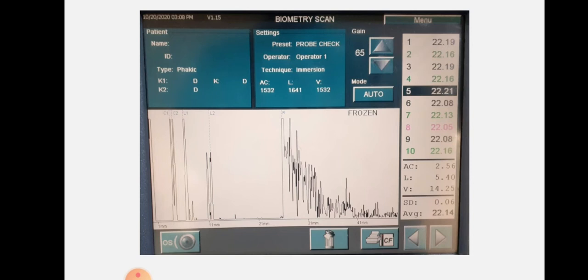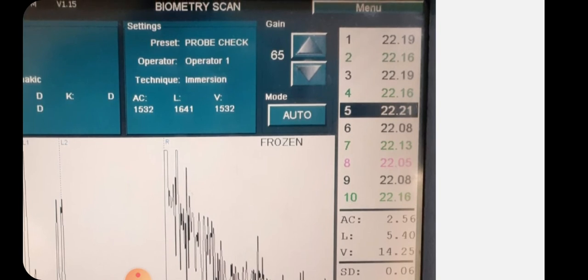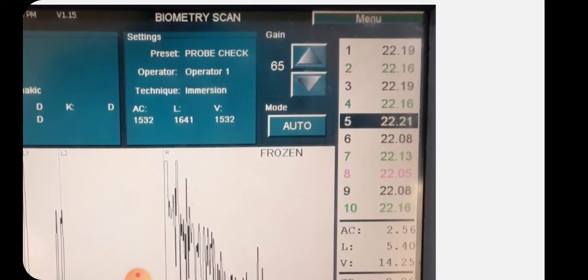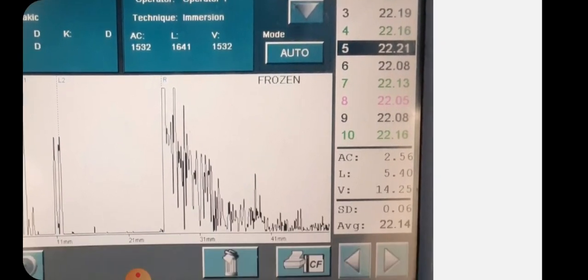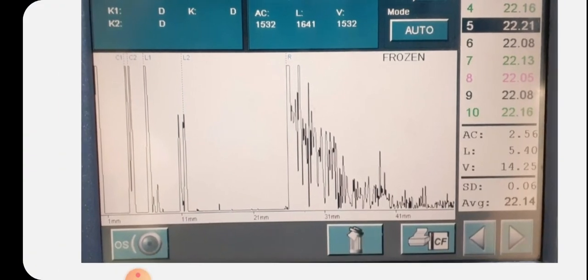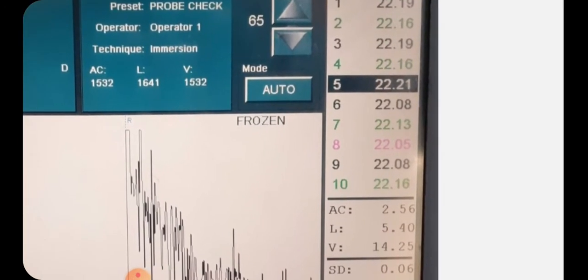And after using the immersion method, this reading will come, as you can see on the right side, where there are 10 readings. You can choose the best axial length after seeing the spikes on the display, to decide which one is good.